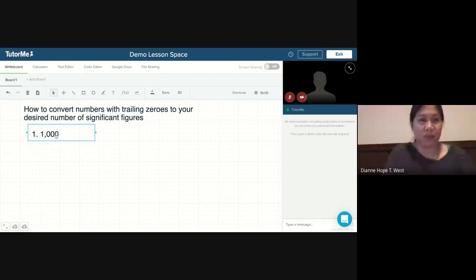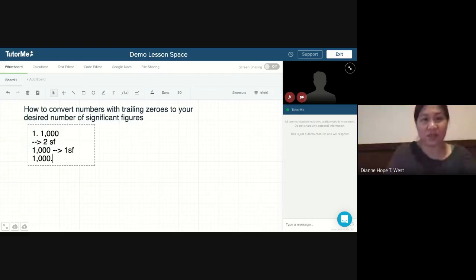So for example, you have a number here, which is 1,000, and you wanted to convert this to two significant figures. So let's examine the number first. 1,000 contains one significant figure. And if we write 1,000 with a decimal at the end, this would be a number with four significant figures. So how do we convert 1,000 to two significant figures?